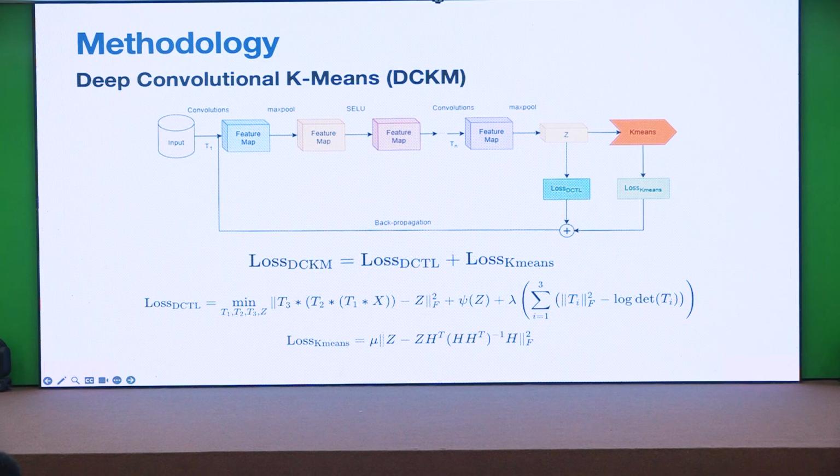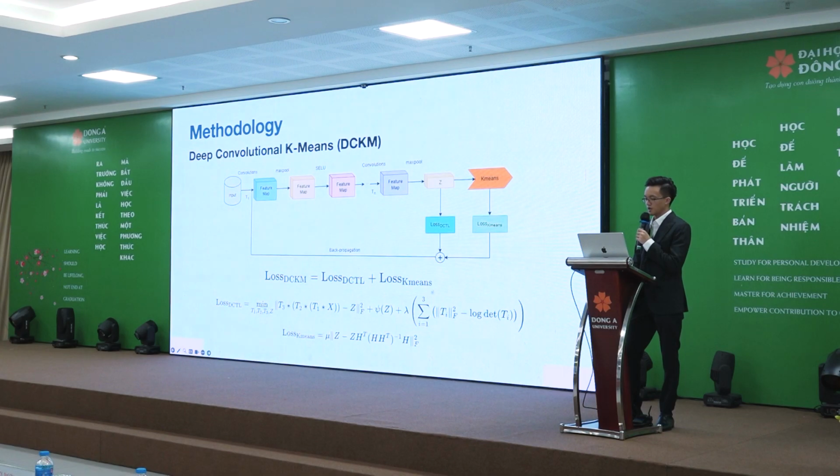The loss function for the DCKM model is a combination of two components: the loss of deep convolutional transform learning, or loss DCTL, and the loss of K-Means. This combined loss ensures that both feature learning and clustering are optimized together during the training process. Below is the formulation for each component of the loss function.